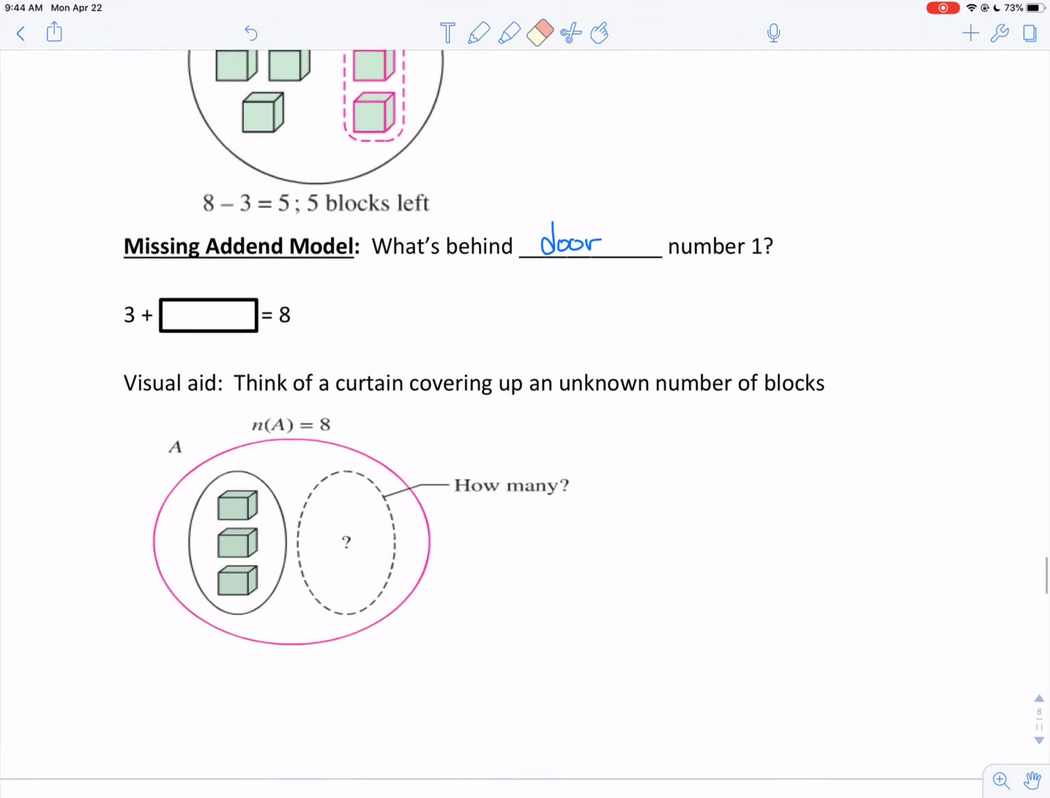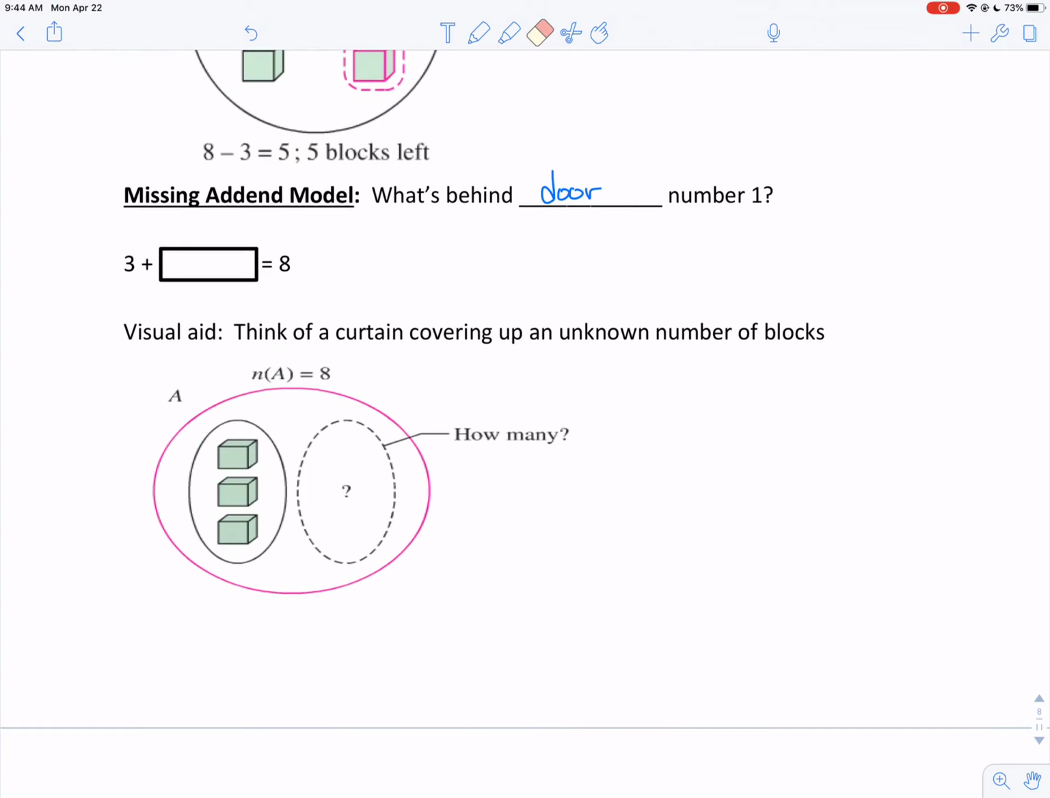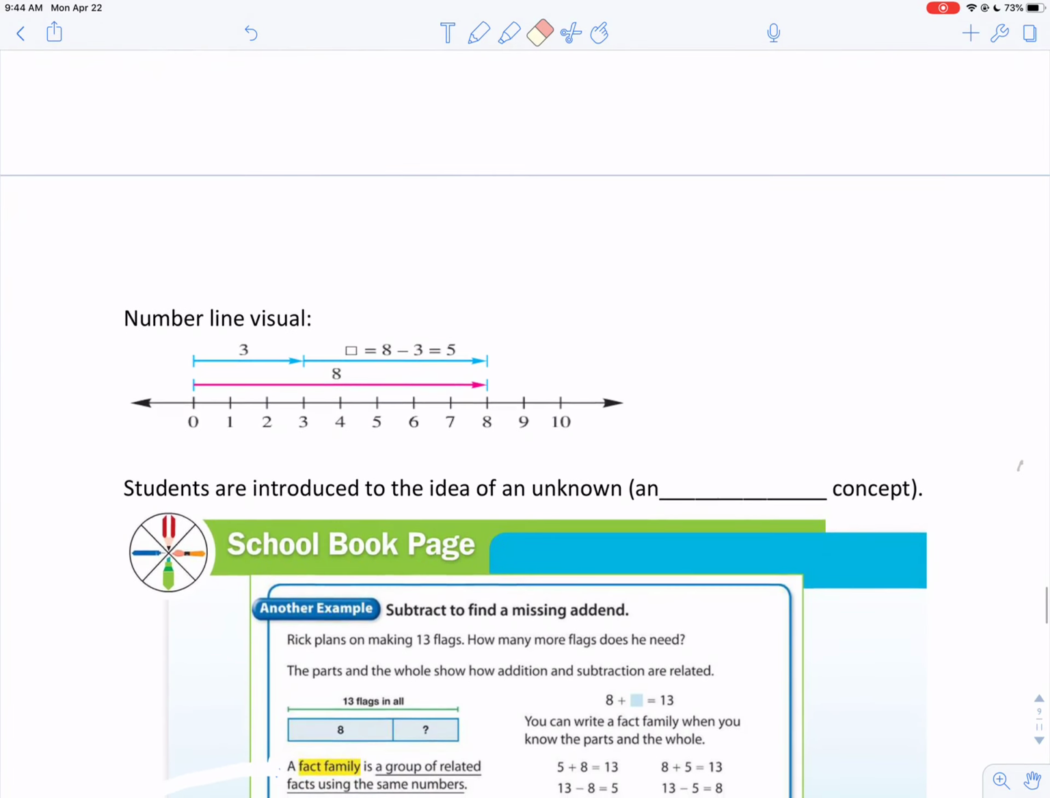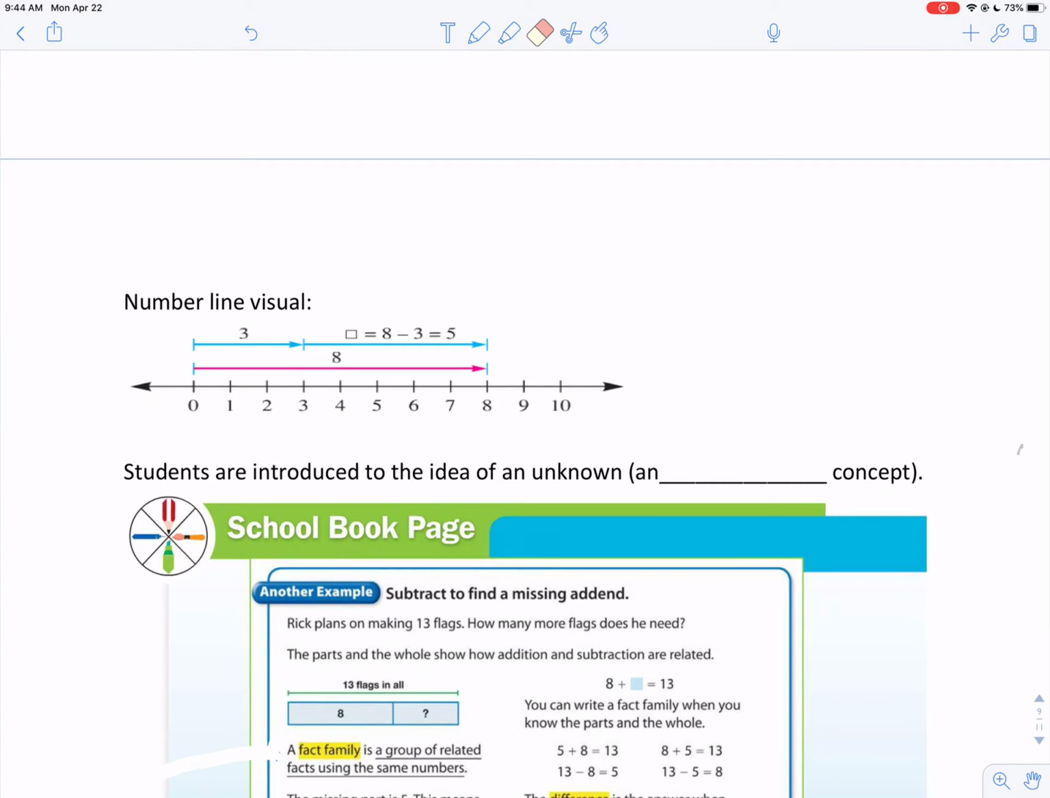Also, there's a visual aid, and you can use this under a document cam in your classroom. You have 8 blocks, but only let 3 show and put a napkin or a handkerchief or something over the other 5, and they have to guess how many blocks are underneath your napkin. There's also the number line visual aid. So you know you have to go to 8. You've already gone 3, so you have to figure out how long that arrow is. Again, that's another one for missing addend.